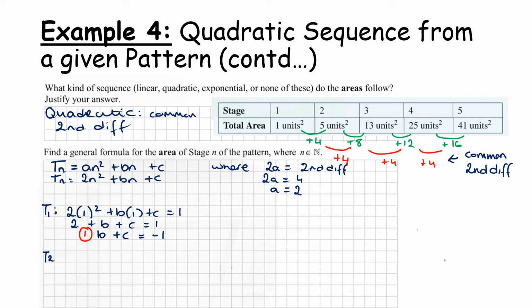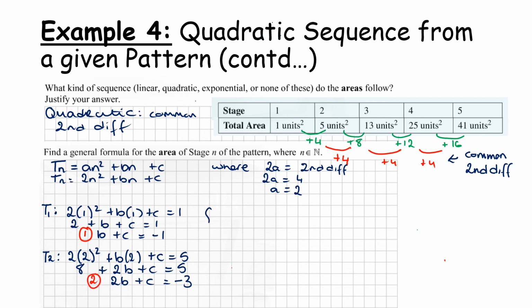I then look at T2. Now you can take any terms you want, but T1 and T2 are always going to be the easiest because we have to square the number and do some multiplication. So we get 2 times 2 squared, which is 2 times 4, which is 8, plus b times 2, apologies, I lost my plus c up here, plus c equals 5. So 8 plus 2b plus c equals 5. I subtract 8 from both sides: 2b plus c is equal to minus 3, and that is equation 2.